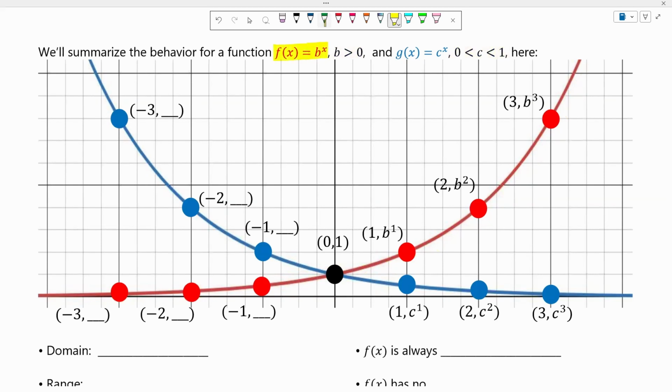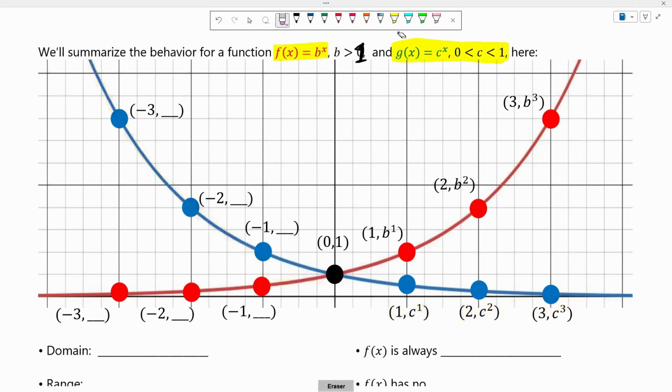This one, the B typo. B has to be bigger than 1. Whenever your B is bigger than 1, you have something that looks like the red graph. Whenever you have a value C that's between 0 and 1, something decimal, between 0 and 1, you're going to have the blue graph. You're going to have this one, the one that goes downward.